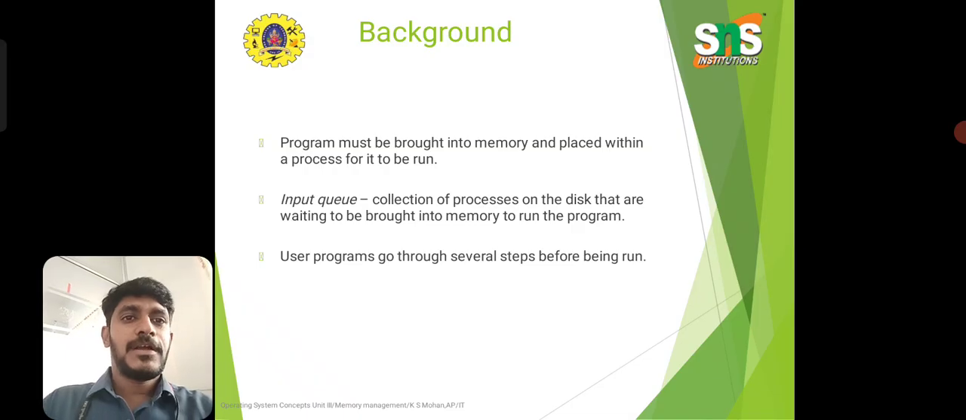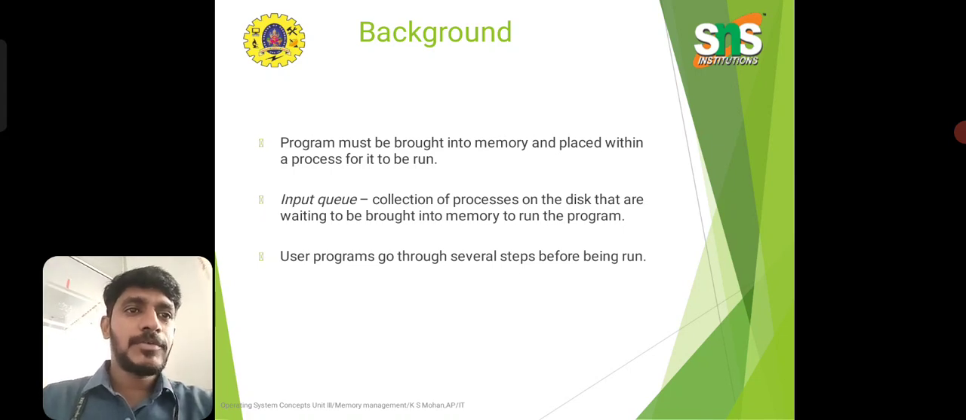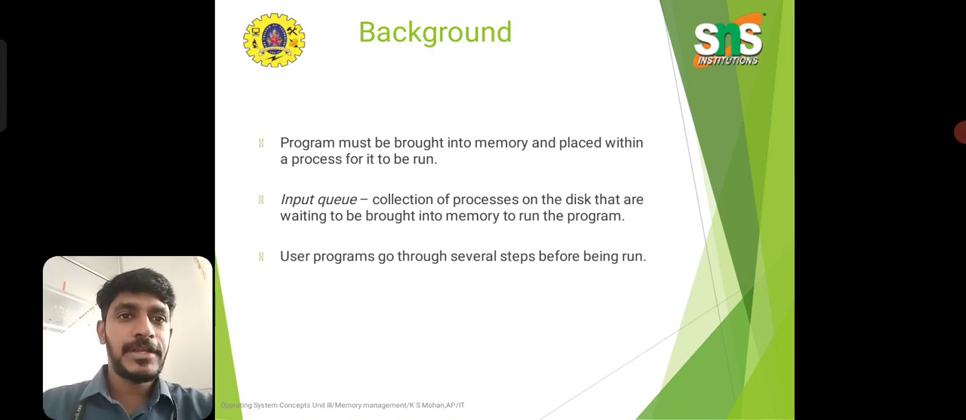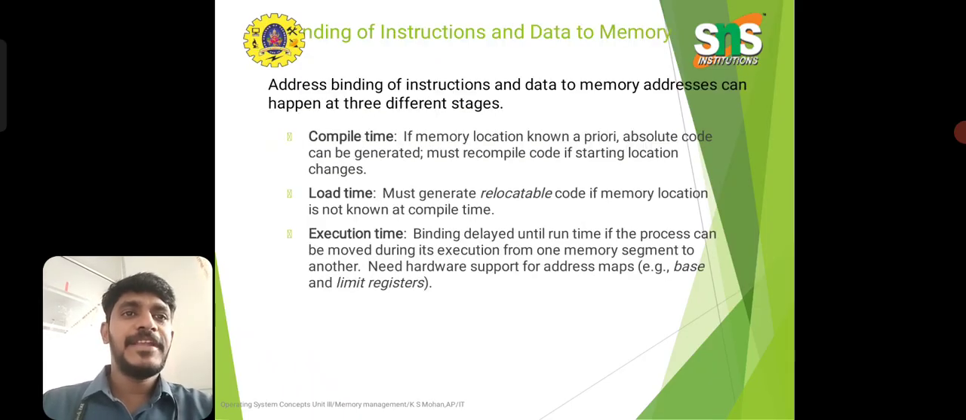Here in this slide, we are going to discuss the main background behind memory management. A program must be brought into memory and placed within a process for it to be run. The input queue is the collection of processes on the disk that are waiting to be brought into memory to run the program. The user program goes through several steps before running, finding instructions and data in memory: compile time, load time and execution time. At compile time, if the memory location is known beforehand, absolute code can be generated.